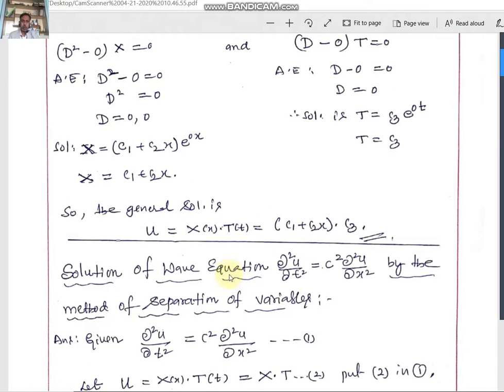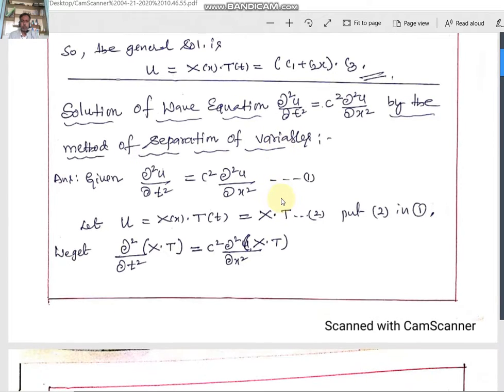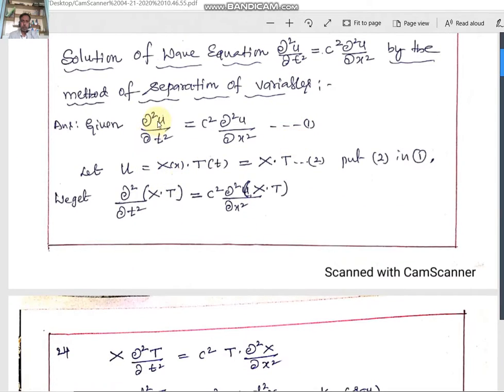So another problem is the solution of the wave equation, that is dou square u by dou t square equal to c square dou square u by dou x square, by the method of separation of variables. So here also we apply the same method as we did in the case of the heat equation. First we assume the dependent variable u is equal to the product of two functions, X of x into T of t, that is X into T.